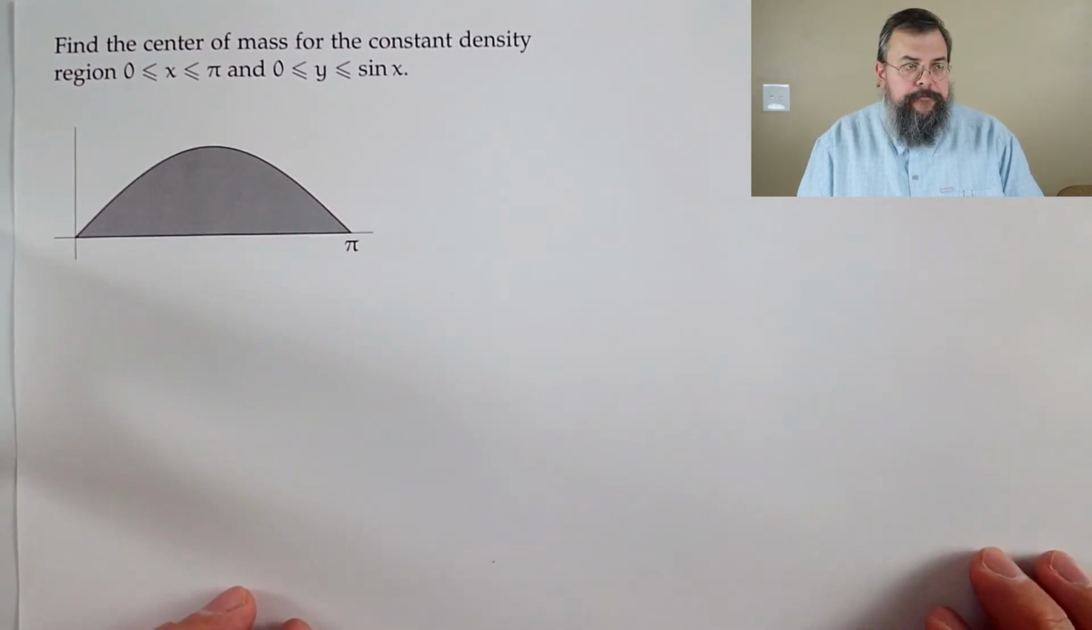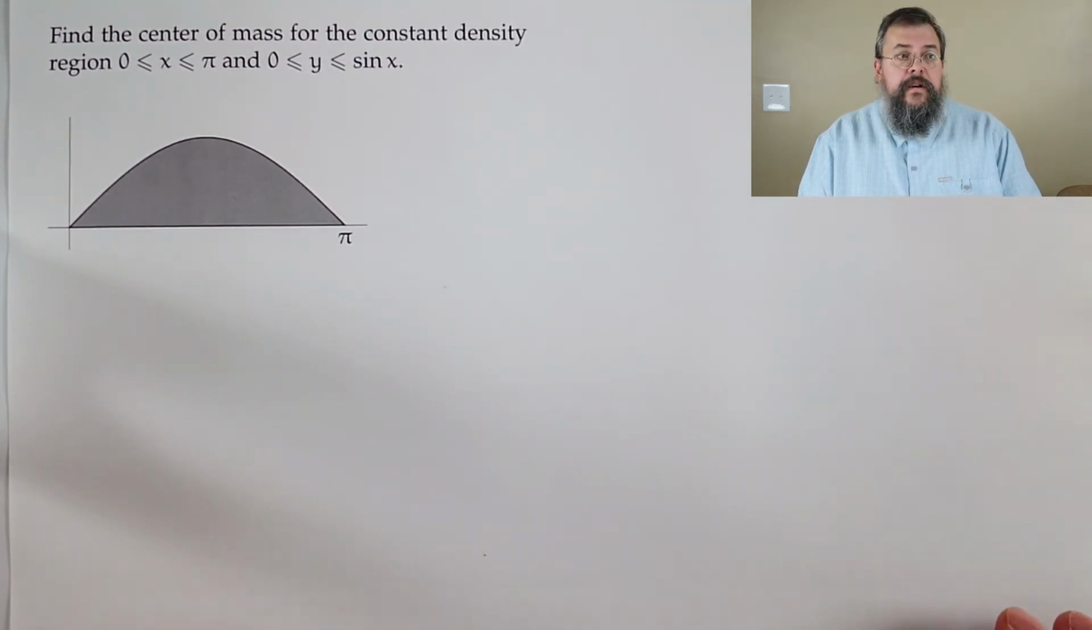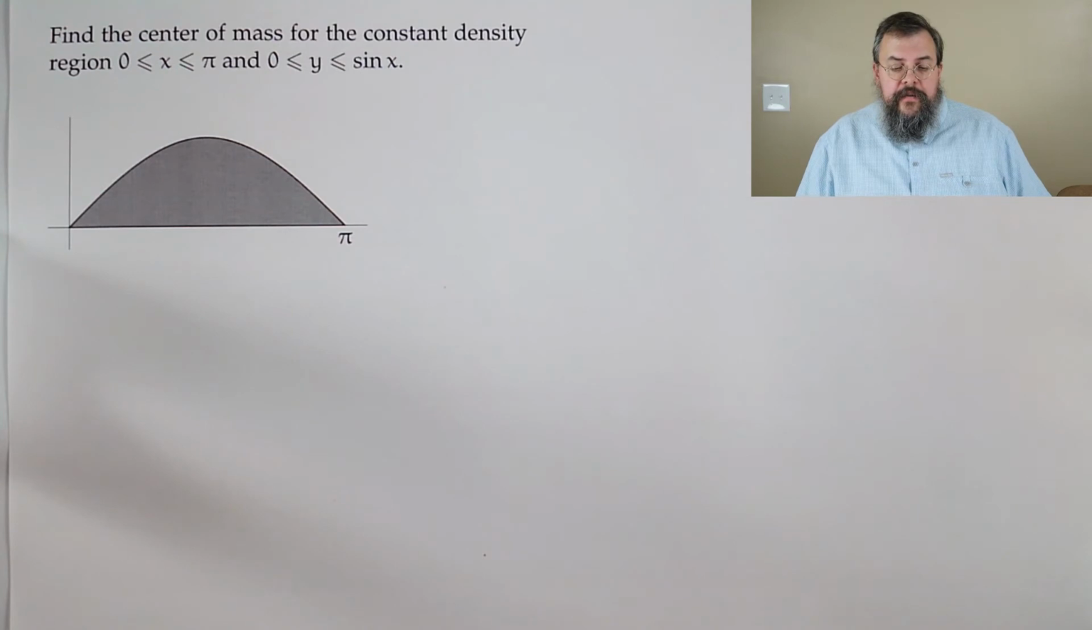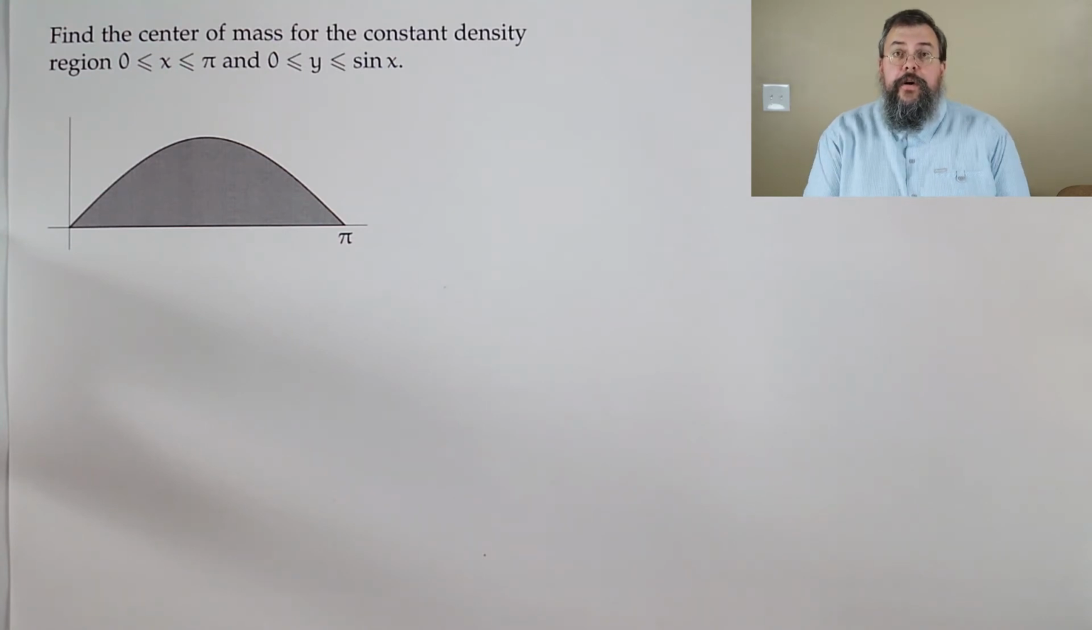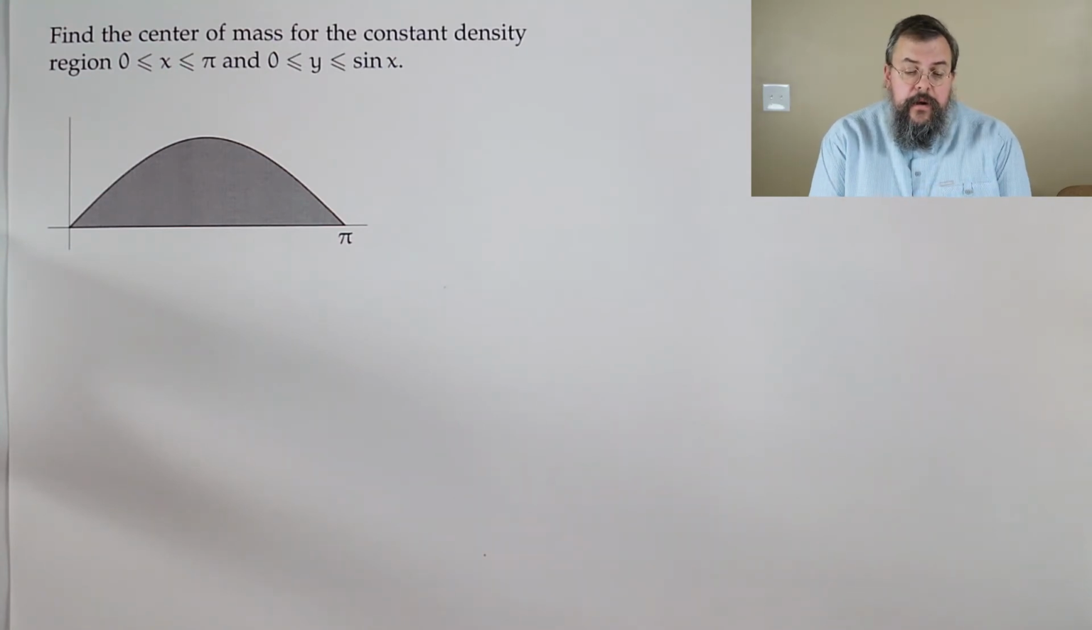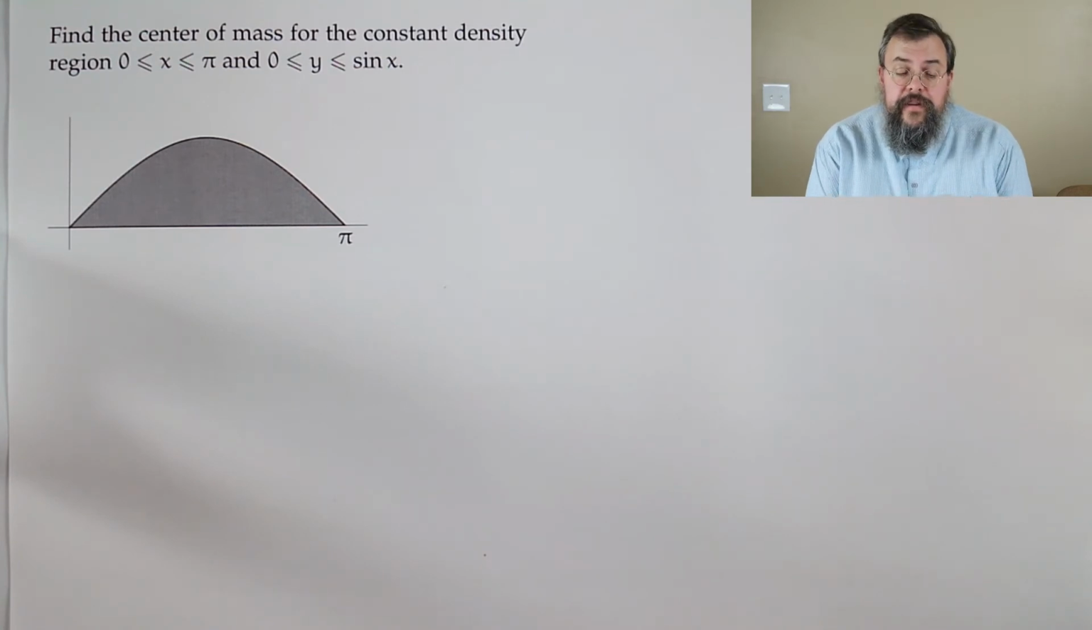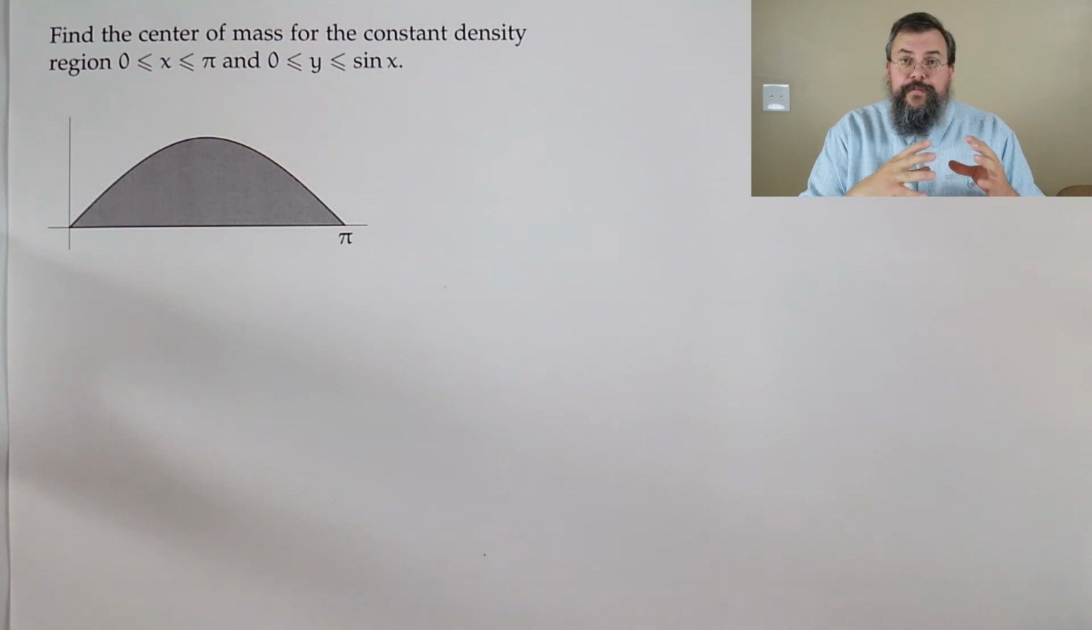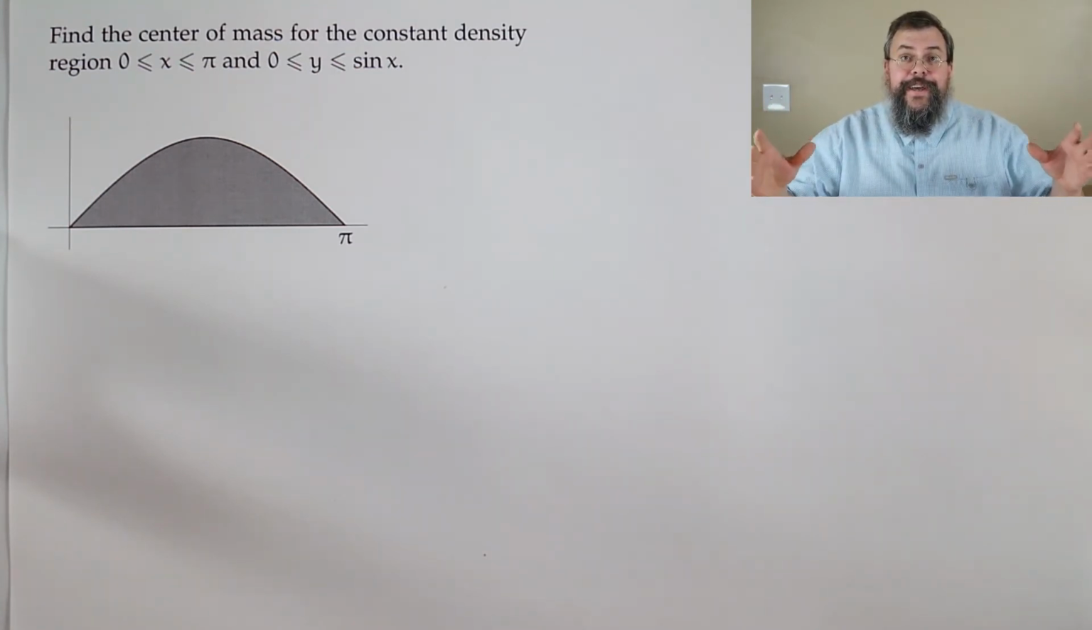Here we go. Find the center of mass for the constant density region where x goes from 0 to pi and y goes from 0 to sine x. Okay, so now we have to find not just x bar or y bar. We have to find the whole thing, everything.